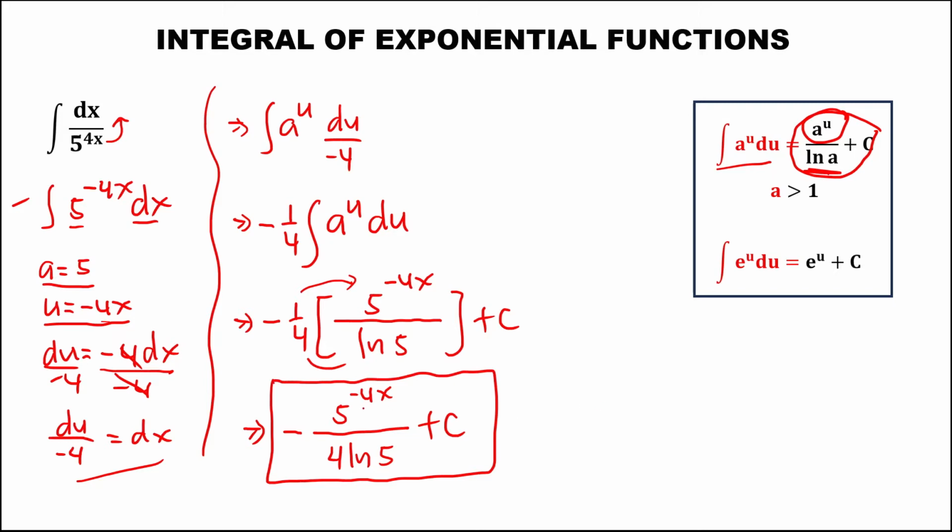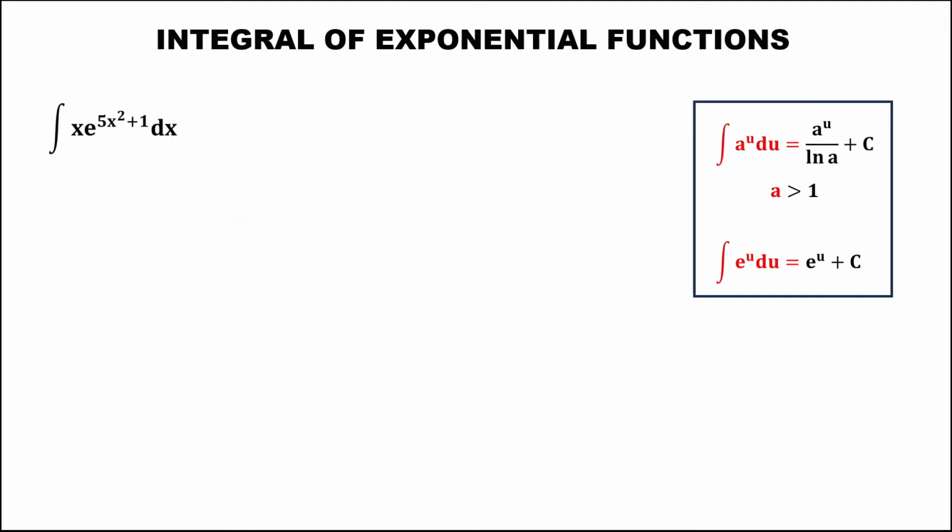Then if you want to make this exponent positive, so just bring down. So this becomes negative 1, then over 4 times 5 to the power 4x, then times ln 5, then plus c.